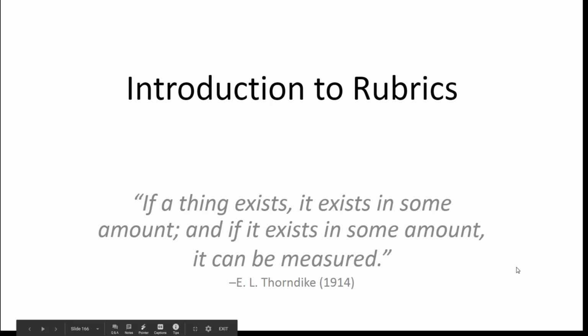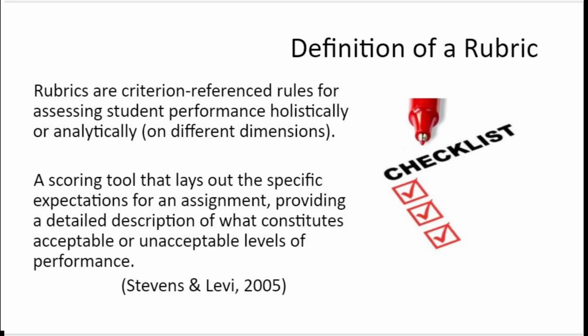So the next thing we're going to talk about is rubrics and how to create rubrics, the pros and cons of rubrics, and what to watch out for. Rubrics are just criterion-referenced rules for assessing students' work, and they can look at the performance either holistically or analytically as different dimensions. What it does is, in advance, lay out specific expectations that we're looking for in student work and find a way to standardize the review of work that can be considered subjective.